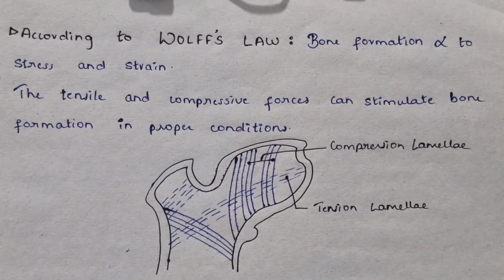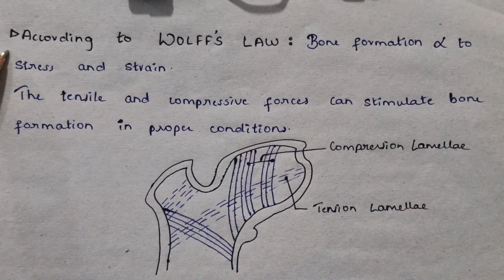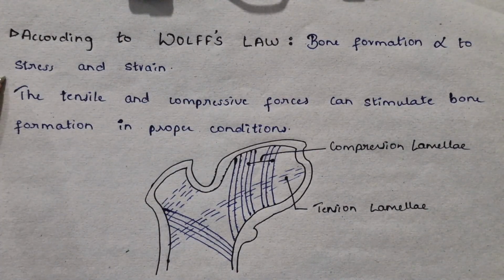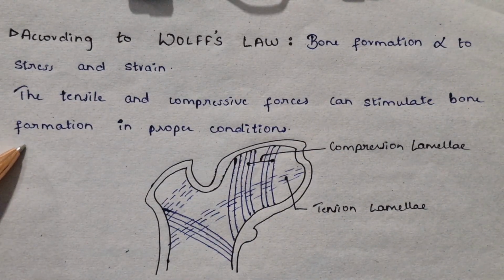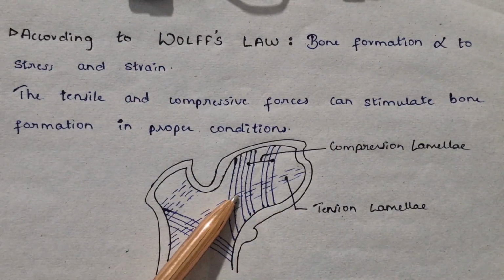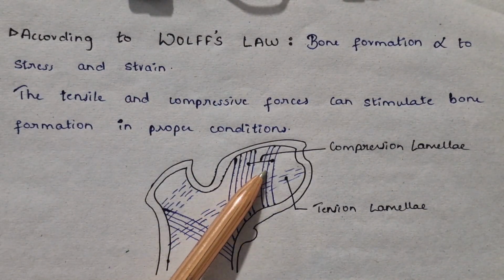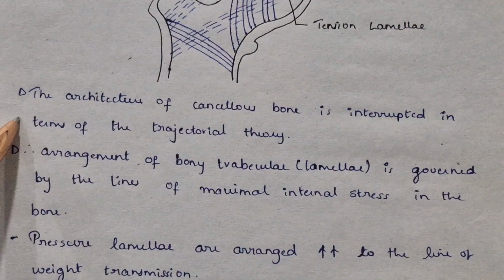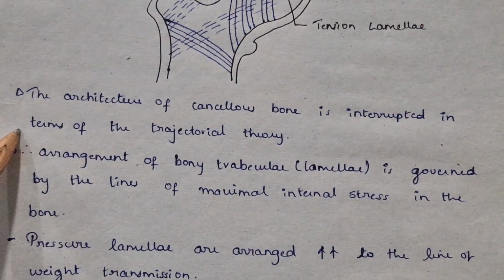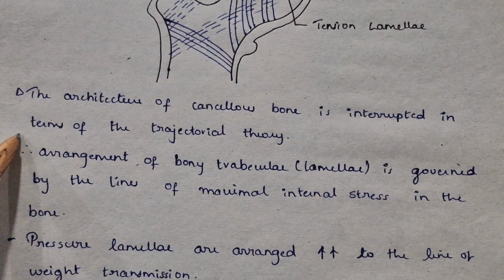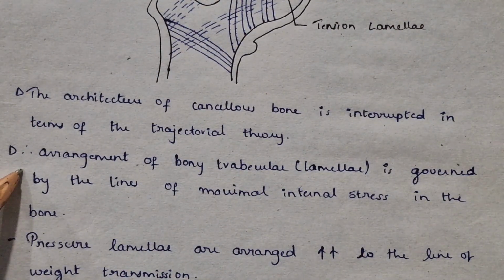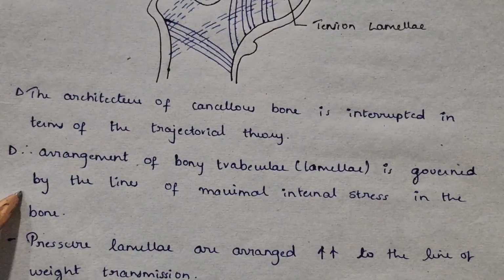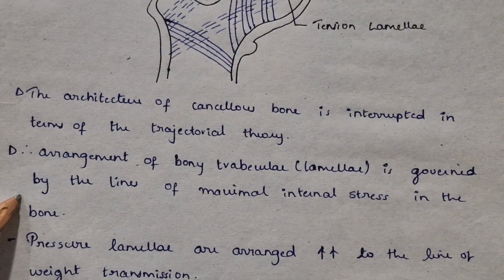According to Wolff's law, bone formation is directly proportional to stress and strain. The tensile and the compressive forces can stimulate bone formation in proper conditions. So this is the tension lamellae and this is the compression lamellae. The architecture of the cancellous bone is interpreted in terms of the trajectorial theory. Therefore, arrangement of bony trabeculae or the lamellae is governed by the lines of maximal internal stress in the bone.